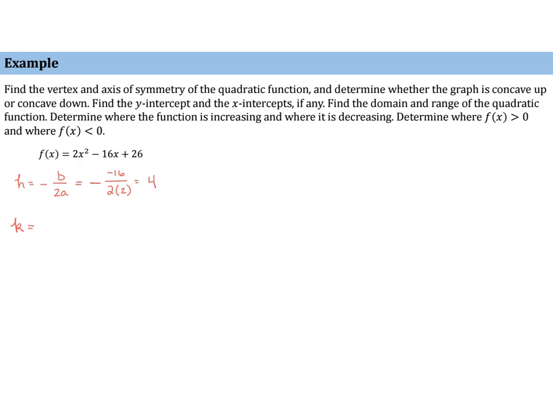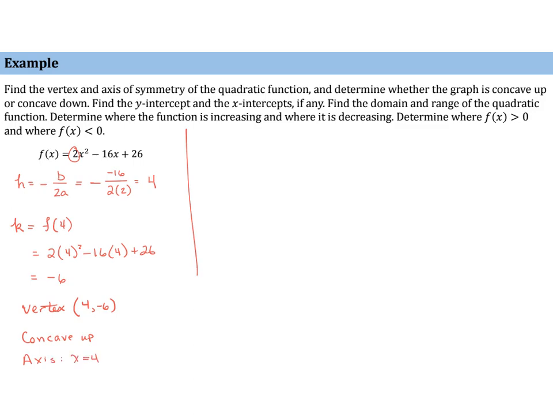So what's k? K is going to be f of 4. So we get 2 times 4 squared minus 16 times 4 plus 26. And that gives us negative 6. So this means that we have a vertex of 4 comma negative 6. We know that this is concave upward because we have a positive 2 leading off. Our axis of symmetry is x equals 4 from our vertex.